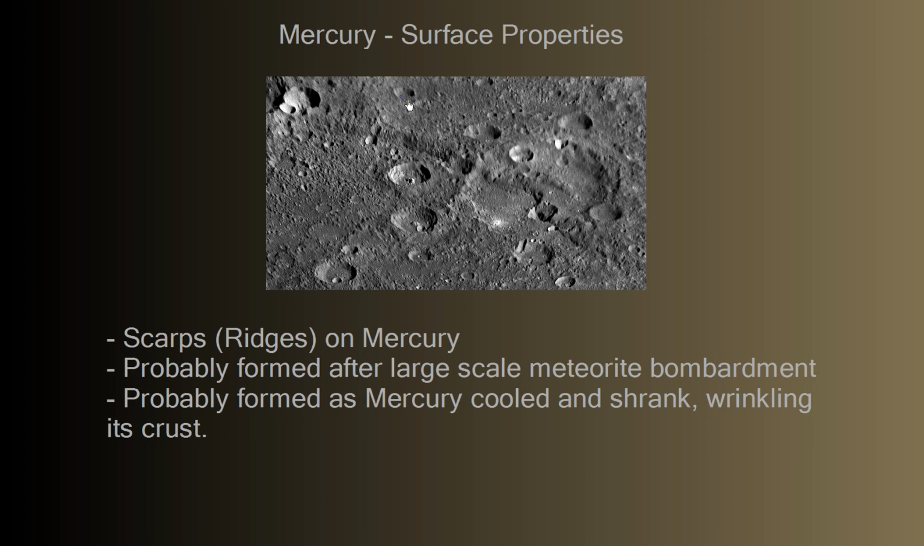What else we got going on here? Well, something we don't see on the moon are what are called scarps. They're really like ridges, or almost like cliffs. And this would be an example of one right here. And we don't see them on the moon. We see them on Mercury. So how do they get there? Well, we don't really know, but we have a pretty sound theory that they probably formed after the large-scale meteorite bombardment, because they cut through a lot of these older craters. Although we think that these probably happened pretty early in Mercury's history. And they probably formed as Mercury cooled and shrank.